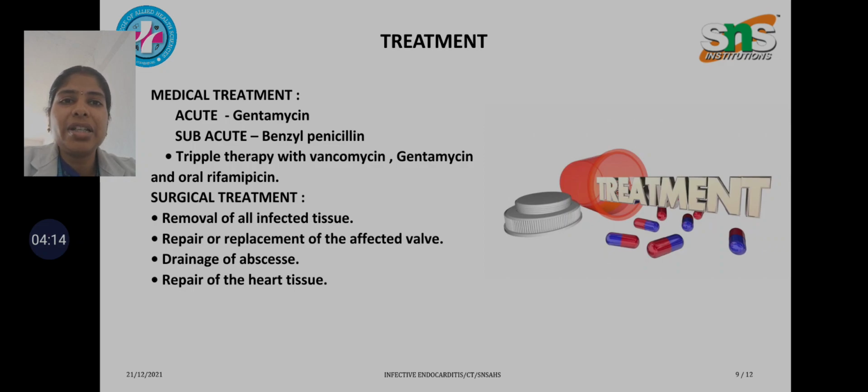Surgical treatment involves removal of all the infected tissue, repair or replacement of the infected valve, drainage of abscess, and repair of heart tissue. Ectomy of the infected valve means the native infected valve is removed, and a prosthetic valve is placed instead. So repair and replacement of the affected valve means the infected valve is cut out or the affected valve is replaced. Drainage of abscess and repair of heart tissues are done.